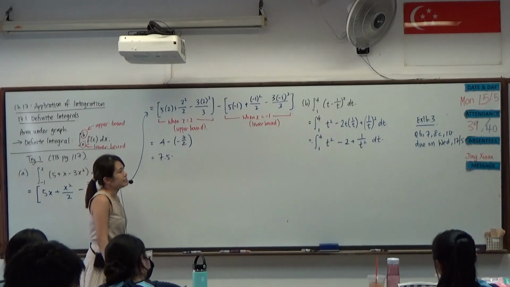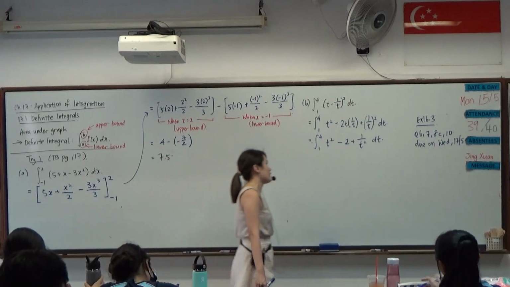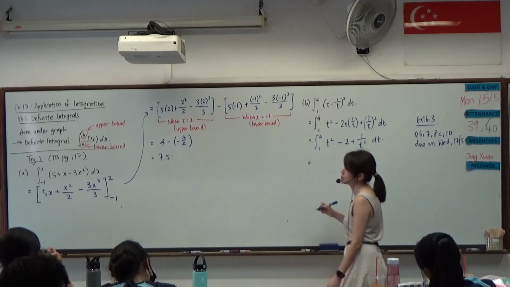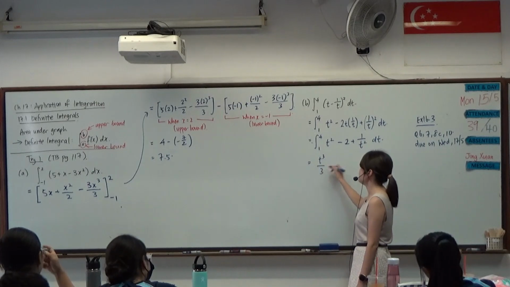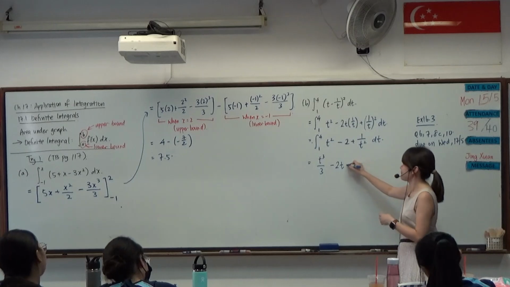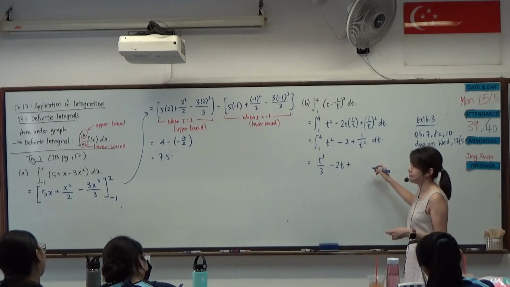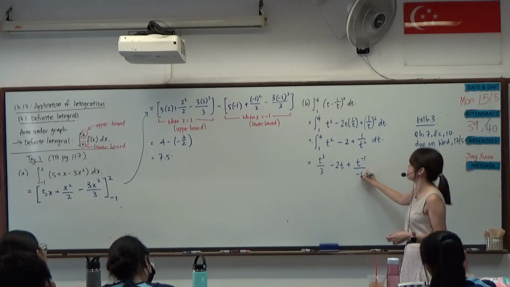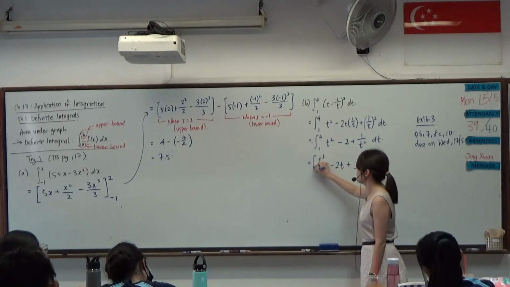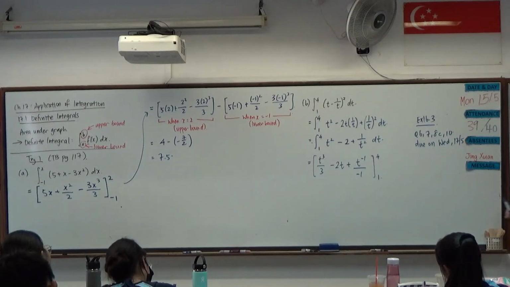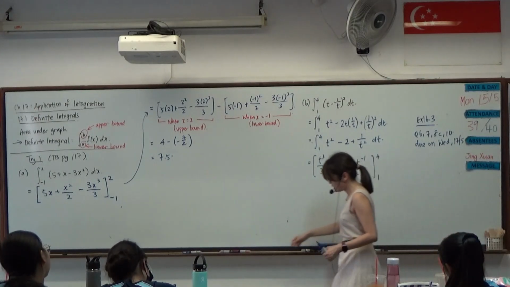Integrating t squared minus 2 plus 1 over t squared, what will we get? Diana, what do you think? T cubed over 3 minus 2t, and then t to the power of negative 1 over negative 1. And then we have our bounds. Take note that this is 1 over t squared, which is t to the power of negative 2.